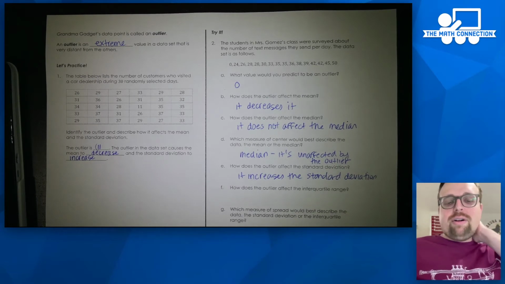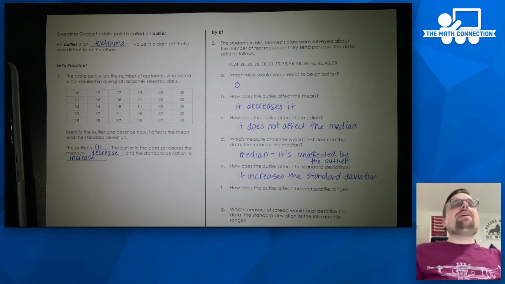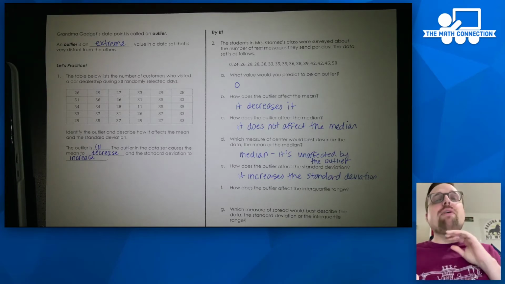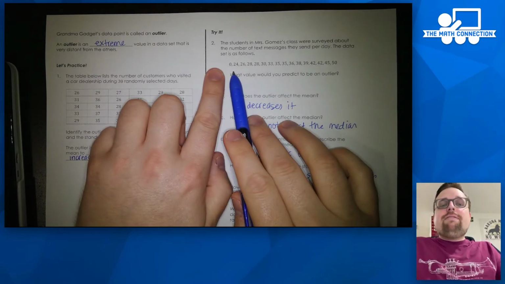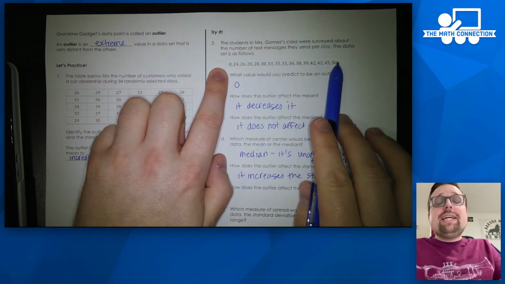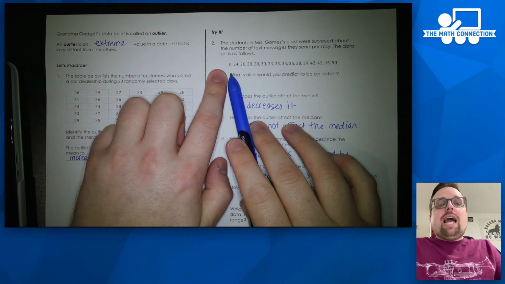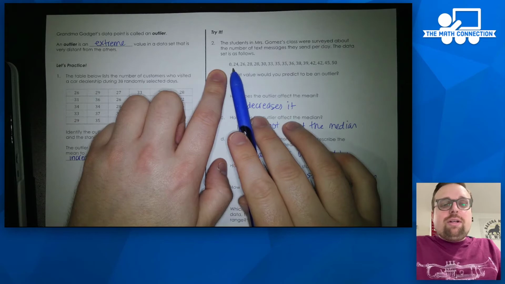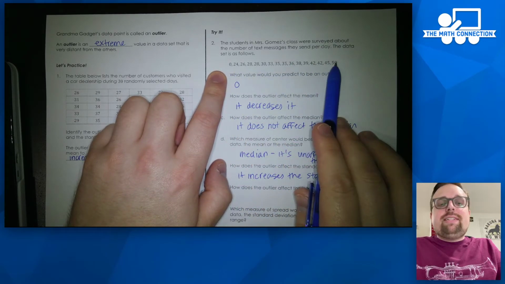Next question is, how does the outlier affect the interquartile range? So remember, interquartile range has everything to do with the positioning of the numbers in the set, and it has really nothing to do with the actual values of that data. So if I look at the interquartile range here, it's not changing just because I have a value of 0 at the bottom here. Okay, how many data points are there? Let's see. 1, 2, 3, 4, 5, 6, 7, 8, 9, 10, 11, 12, 13, 14, 15, 16.